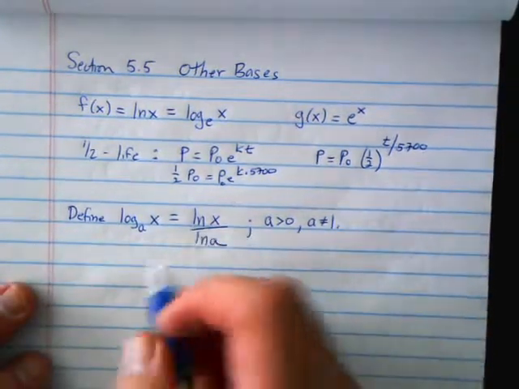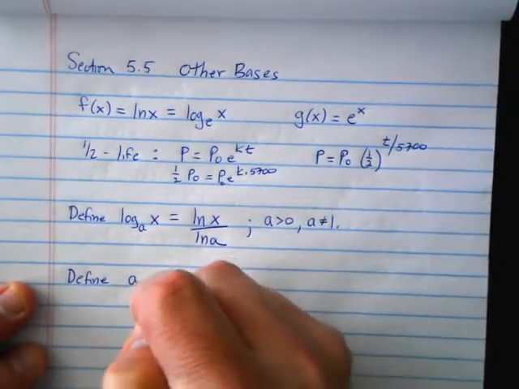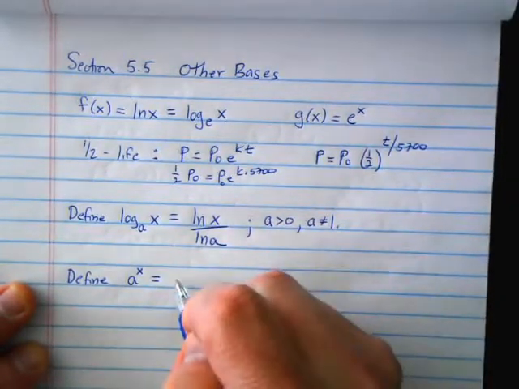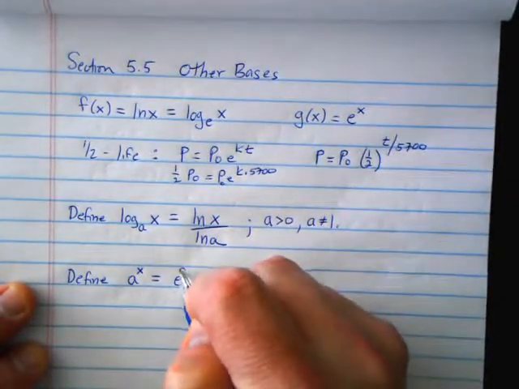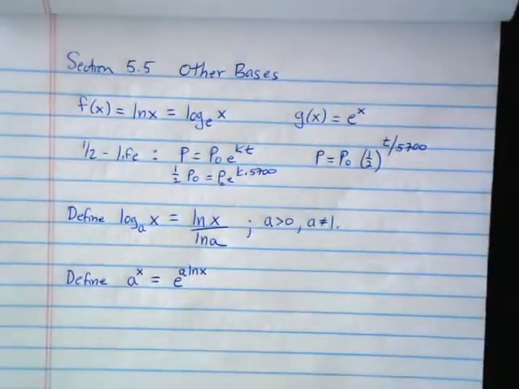At the same token, we're going to define a to the x to be e to the x ln a. Why does that second definition make sense?